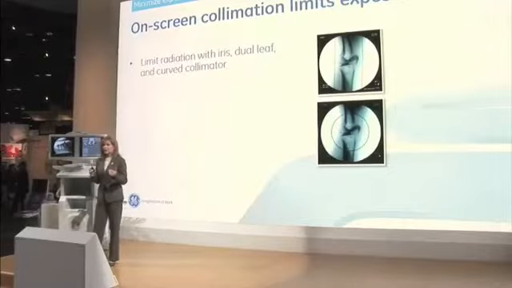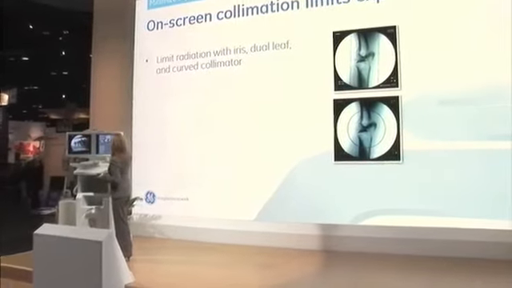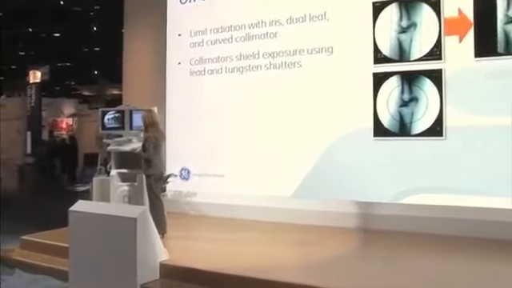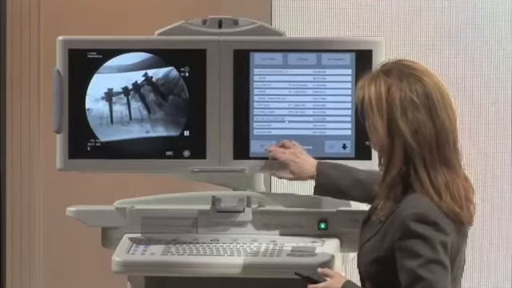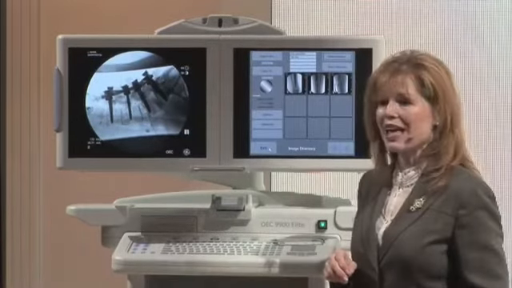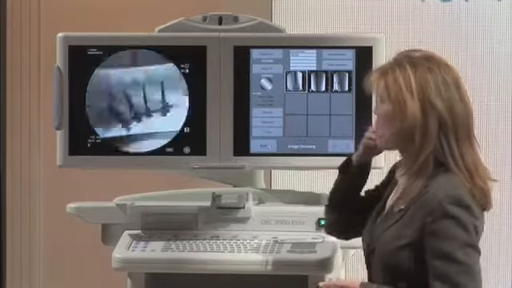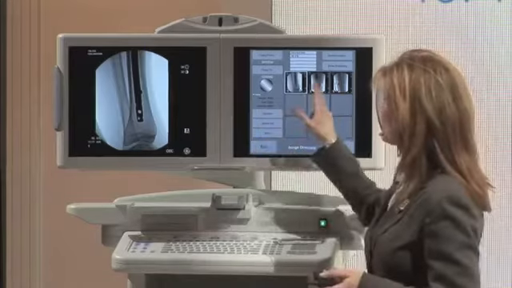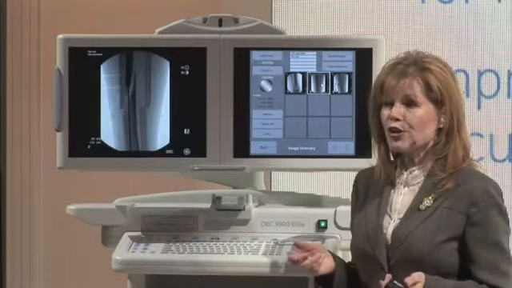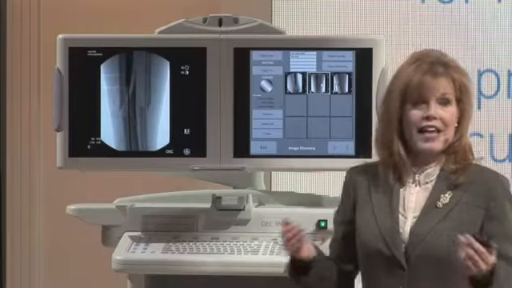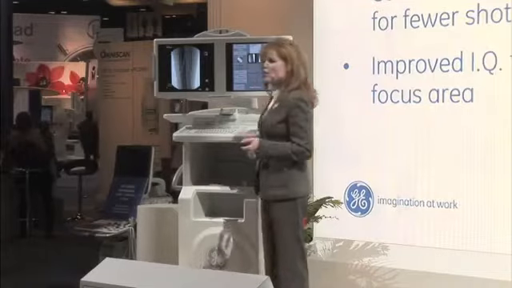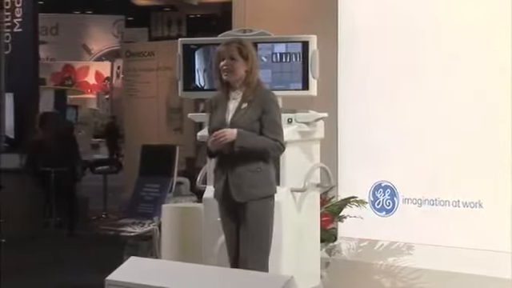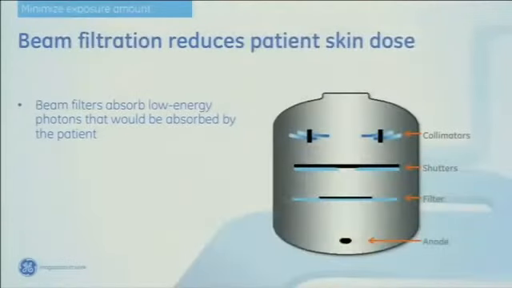Another impactful way to minimize exposure amounts is to activate collimation whenever possible. The OEC Iris, Dual Leaf, and cold curved collimators shield exposure with lead and tungsten shutters. Collimating and rotating on the last image taken with on-screen preview means that you can improve IQ through a smaller focus area and take fewer shots. Our rotating anode allows us to add specialized beam filtration to reduce patient skin dose while maintaining IQ.